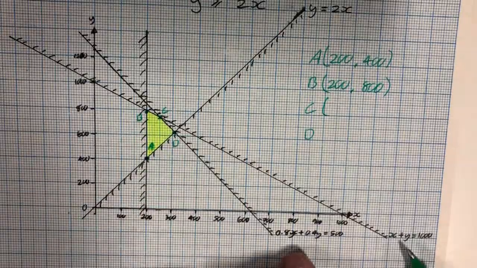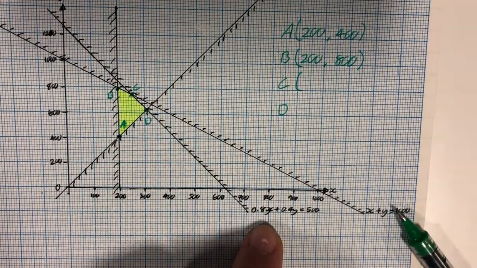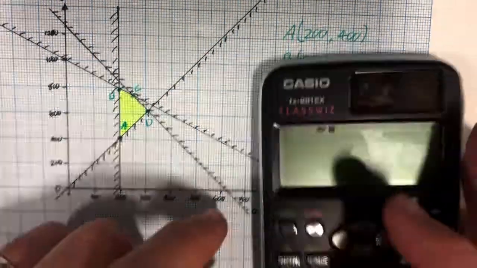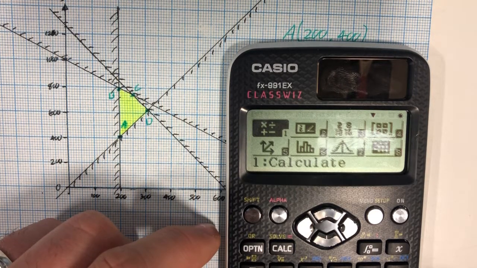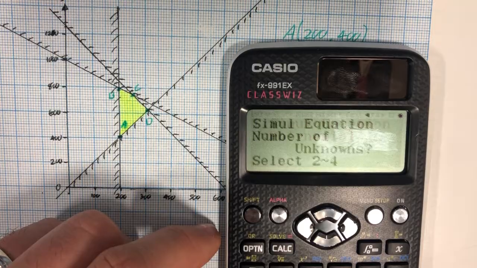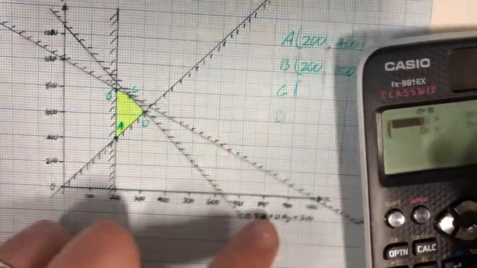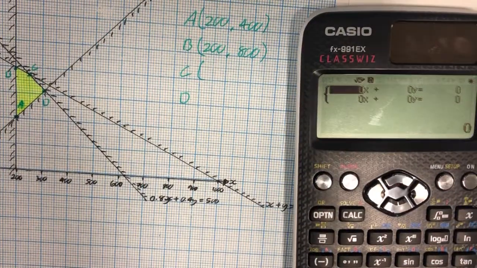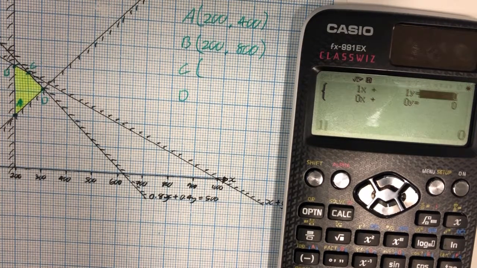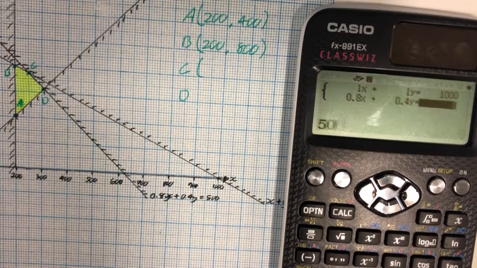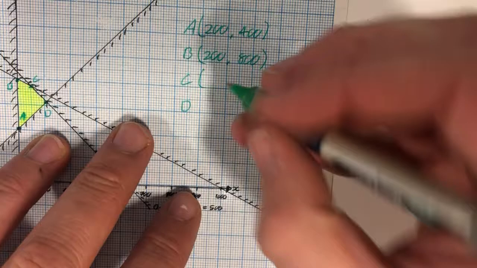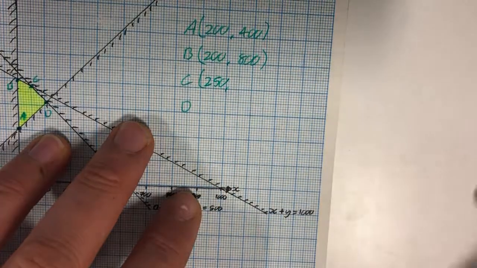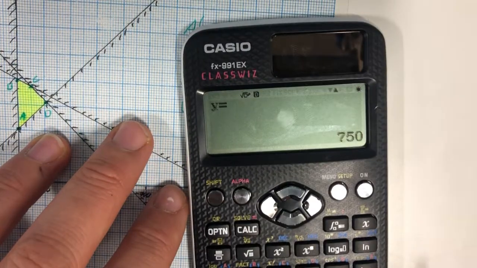C is the intersection of these two lines. So that's just a little bit of effort, so I'm going to use my calculator for that one. If you haven't got one of these, get one of these. It's a ClassWiz. It allows you to solve simultaneous equations, two unknowns, amongst other things, of course. x plus y is 1,000, and 0.8x plus 0.4y is 500, and it gives you the solutions. x is 250, and y is 750.